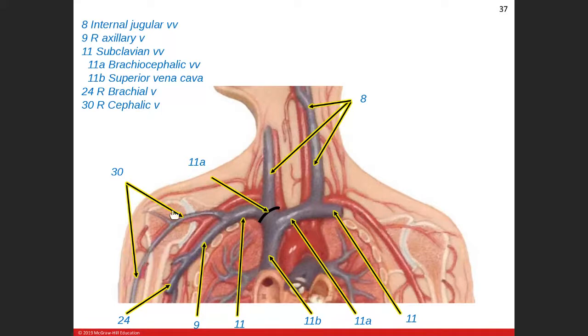Because you have several, this is when we were talking about those different types of anastomoses. And so this is a venous anastomosis. You have several different veins that are going to drain the upper extremity here. So this top vein right here is the cephalic vein. And this guy here, the brachial vein. The brachial vein is a continuation of the axillary vein.